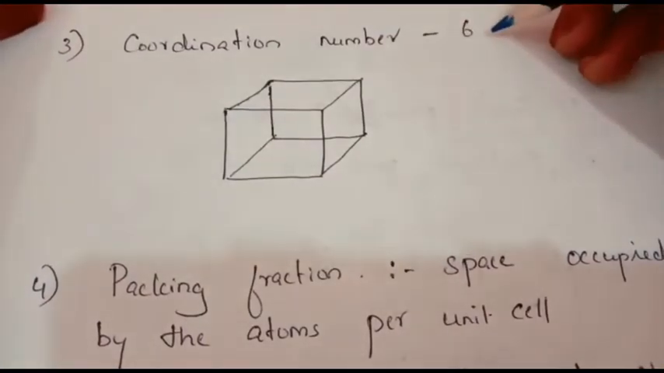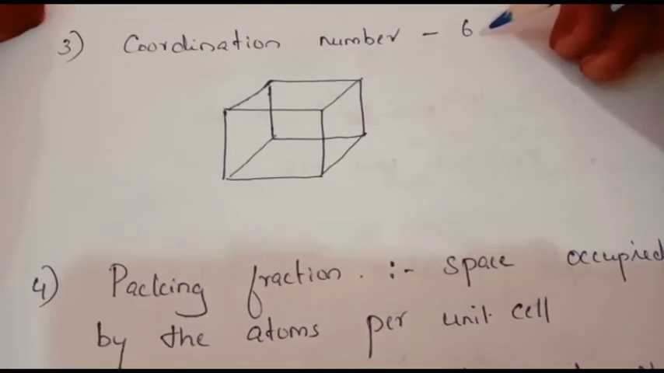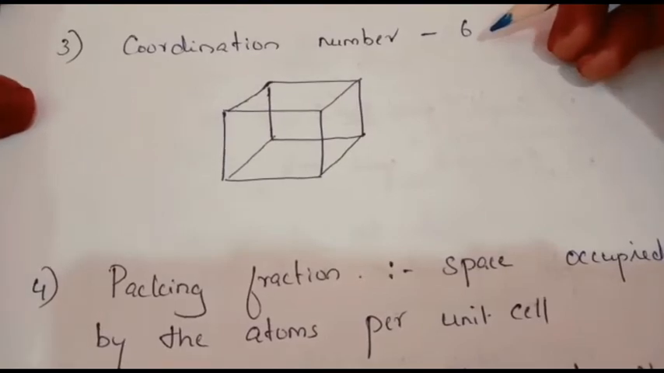The coordination number of a simple cube is 6. Coordination number means the number of nearest neighbors. Each atom can touch others. So each atom touches how many nearest neighbors, that is known as the coordination number. For a simple cube, the coordination number is 6.